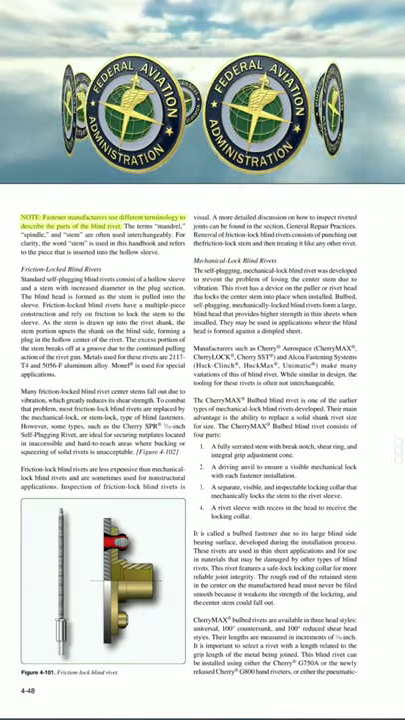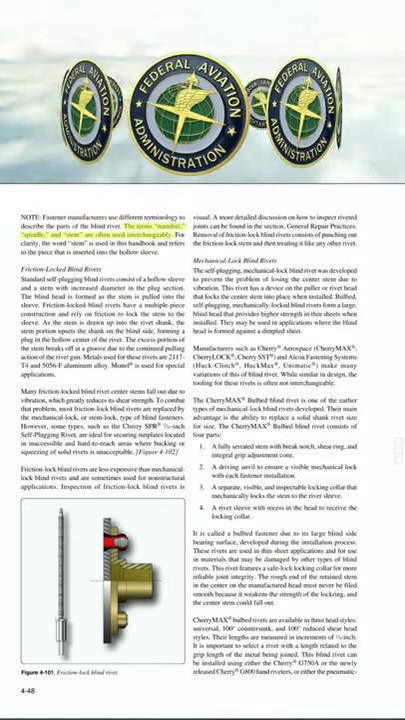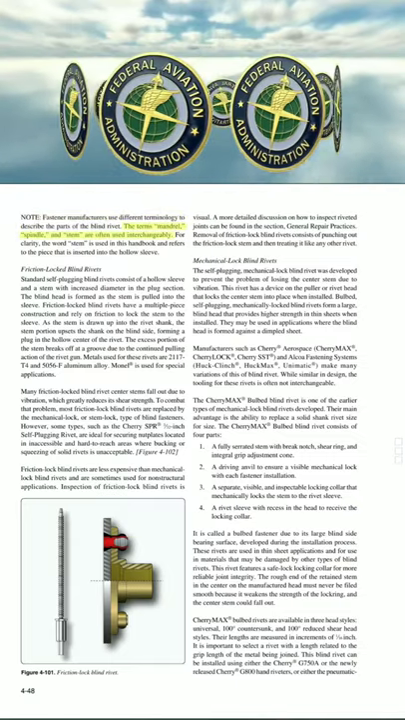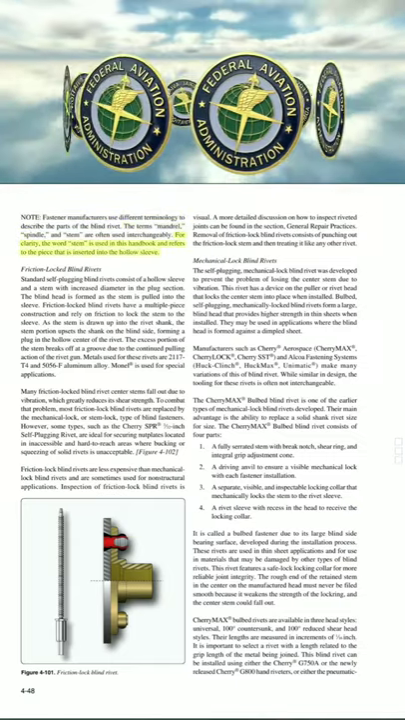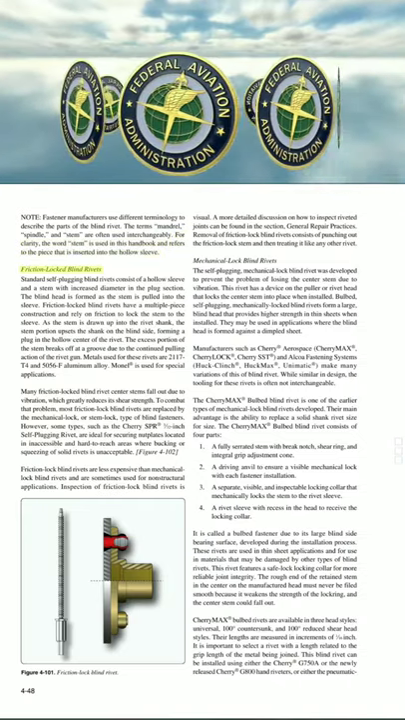4-47. Note. Fastener manufacturers use different terminology to describe the parts of the blind rivet. The terms mandrel, spindle, and stem are often used interchangeably. For clarity, the word stem is used in this handbook and refers to the piece that is inserted into the hollow sleeve.